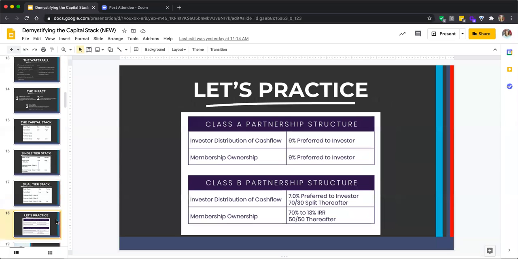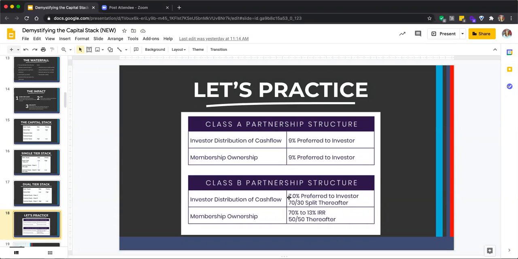This is a deal that we did fairly recently, and this is kind of how it would look and be notated in your investment summary. As you can see here, Class A participates in cash flow. If we break it down between cash flow and membership ownership, the capital gain, Class A just gets a 9% preferred return, straight cash flow. So essentially, that's their cash flow that they've been accruing over the course of the project.